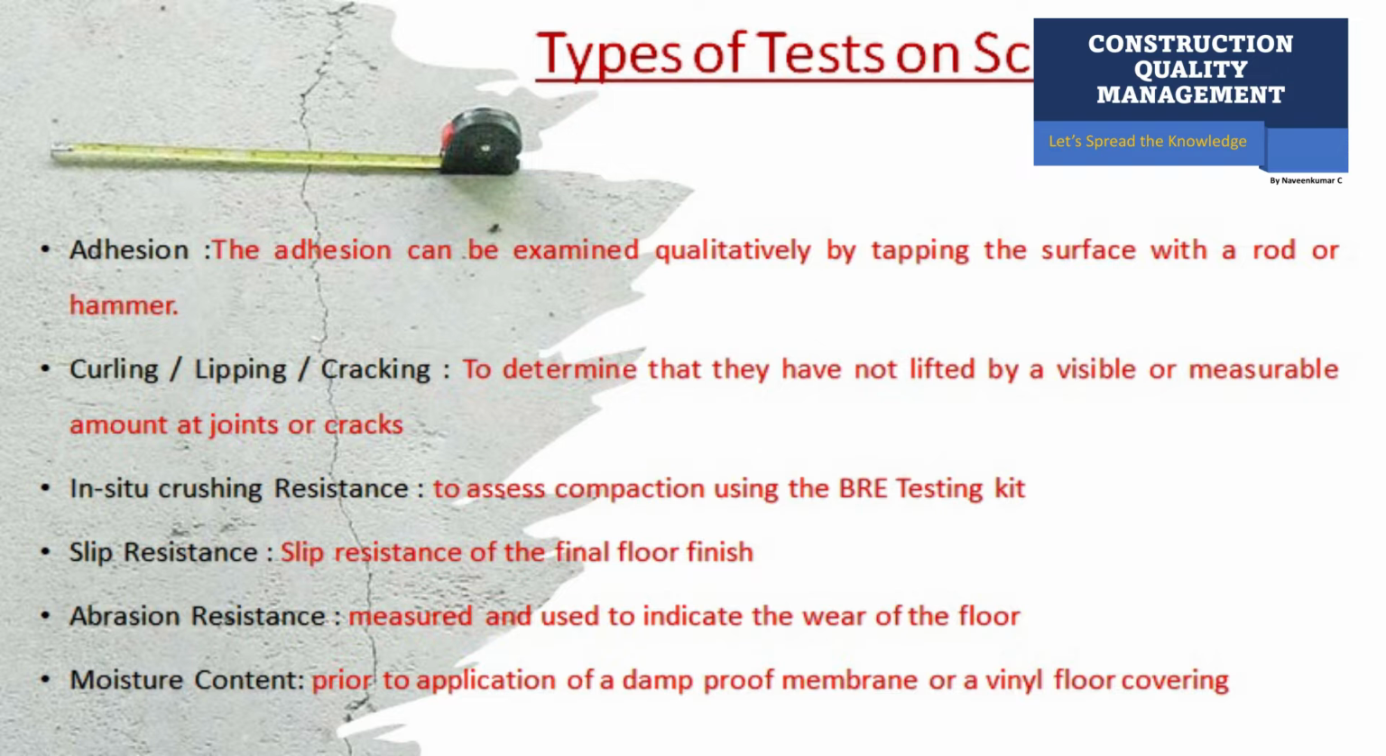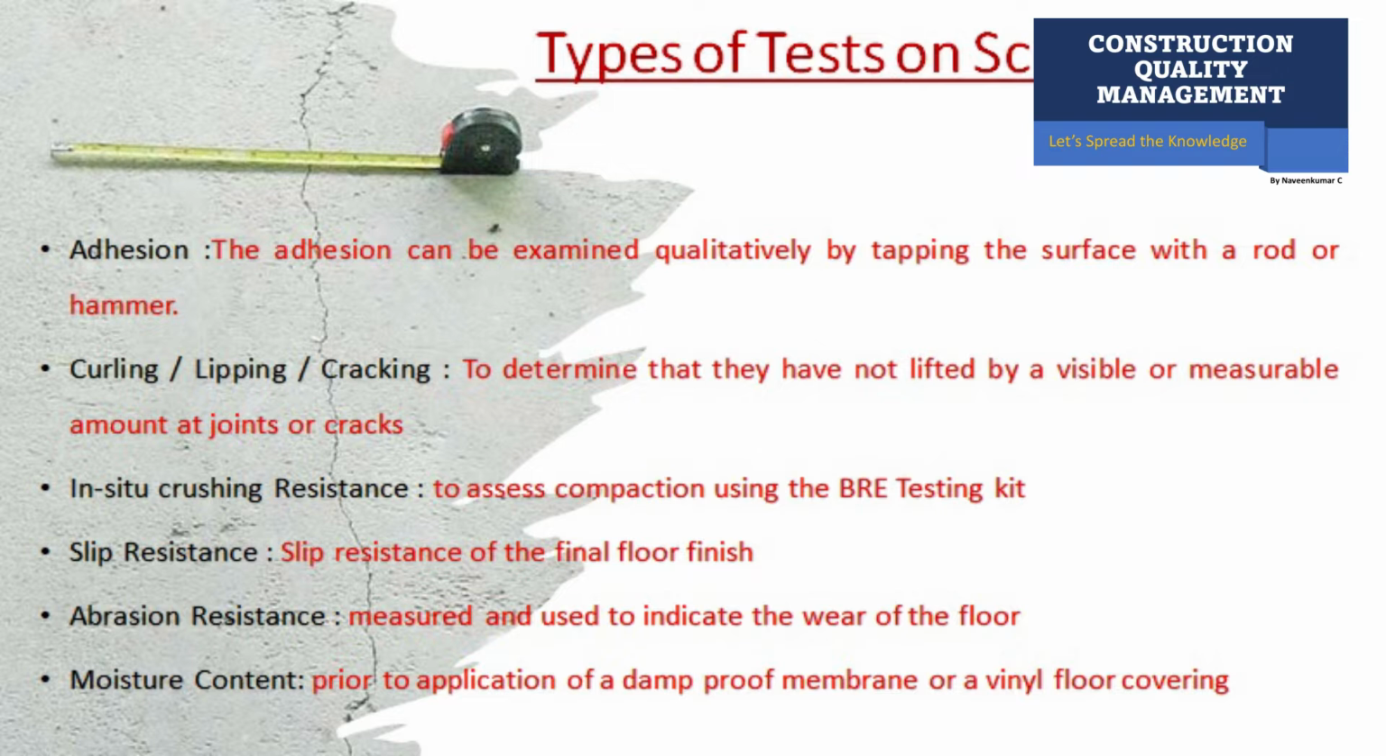In situ crushing resistance is carried out to assess compaction using the BRE screed testing apparatus. I will show you the photos, the apparatus and the testing process separately in the next few minutes. The test method consists of subjecting the surface of the screed to 4 consecutive blows from a particular hammer, which is dropped vertically, and checking the impact or depth of indentation.